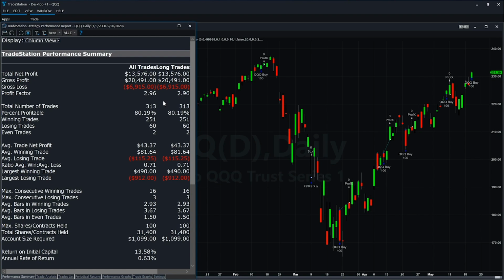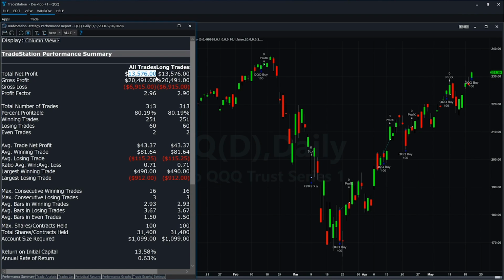I don't want you to get bogged down in the magnitude of the numbers such as total net profit, gross loss, simply because these results are based on using this strategy with 100 shares of QQQ. You could choose to buy more or buy less. You could use a leveraged ETF such as TQQQ. You could use options. You could use NQ on the futures market. Really, you could choose to amplify this strategy however you want. This makes the profit factor and the percent profitability the most important numbers because you could choose to multiply this by whatever value you want.